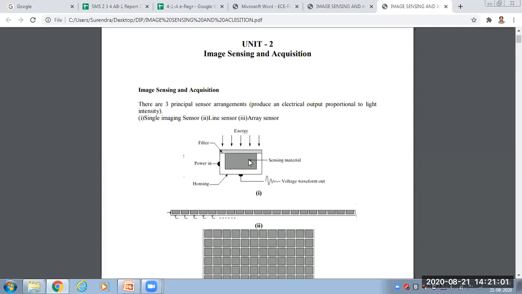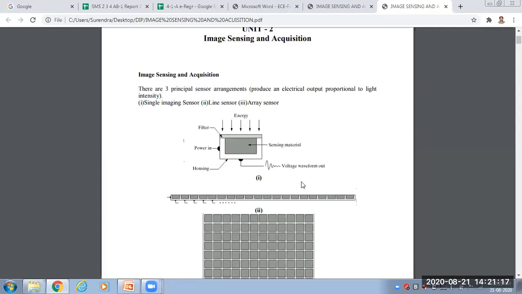And there is sensing material, and this outer box is called the housing. From this outer element we are taking a signal, like a sine wave voltage waveform, out. So this is a single sensor. There is a line sensor also. There are a number of these single-type sensors arranged as a line, and from each sensor we are taking output lines.